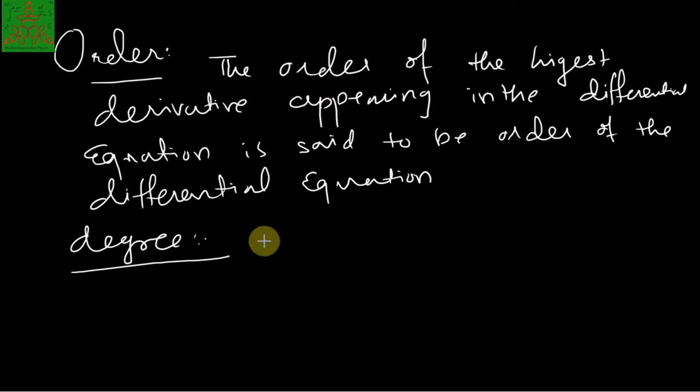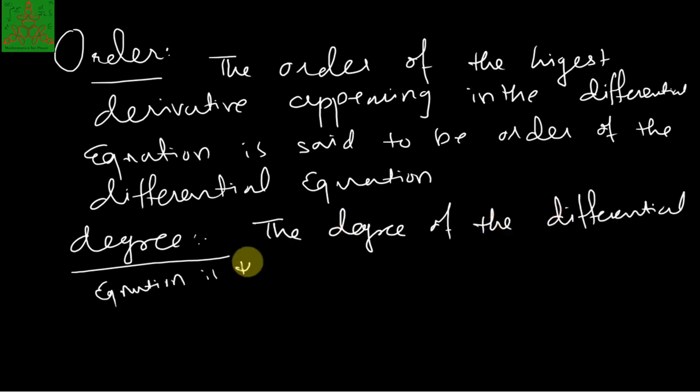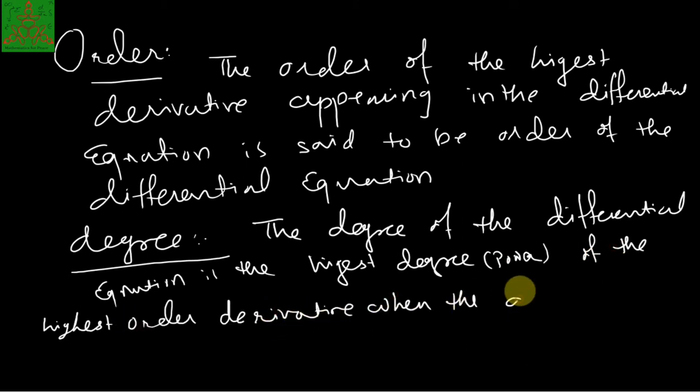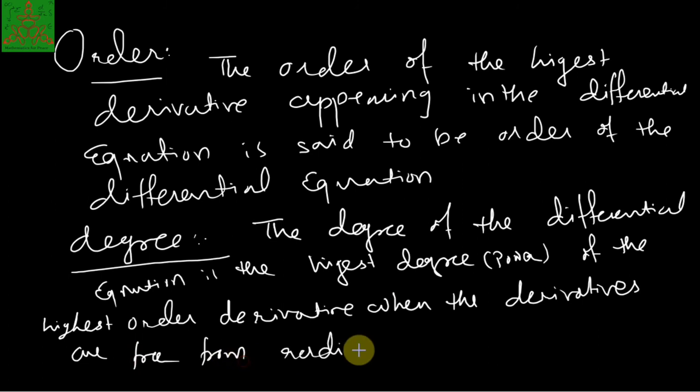So I may write that down here again. The degree of the differential equation is the highest degree, or I can say power, of the highest order derivative when the derivatives are free from radicals, or I can say roots, and from fractions. So it is free from radicals and fractions. Let us see lots of examples regarding this, how to calculate the order and the degree of a differential equation. So first example, I may write down dy by dx is equal to y.